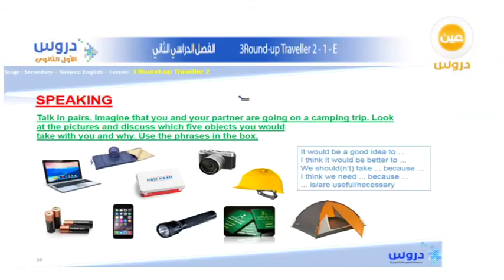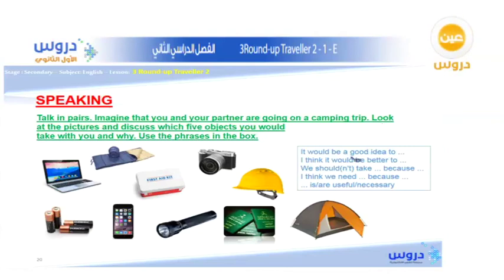Here we have a speaking activity, okay? Talk in pairs. You can do it with your friend or your colleague or your classmate. Imagine that you and your partner are going on a camping trip. Look at the picture and discuss which 5 objects you would take with you and why. Use the phrases in the box. You can use this to help you make some sentences.